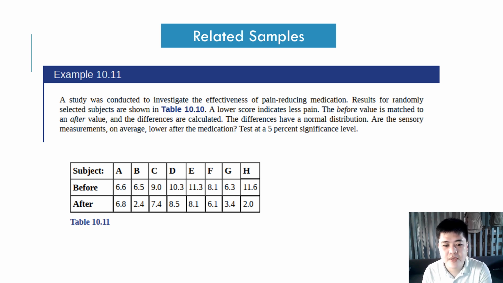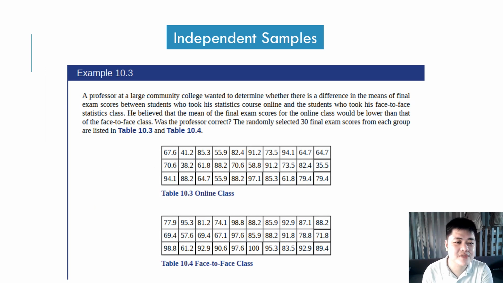Yeah. So in this case, we're going to compare the before and the after. They are related, they are matched pairs. For the independent samples, let's have this example. A professor at a large community college wanted to determine whether there's a difference in the means of final scores between students who took his statistics course online and those who took his face-to-face statistics class.